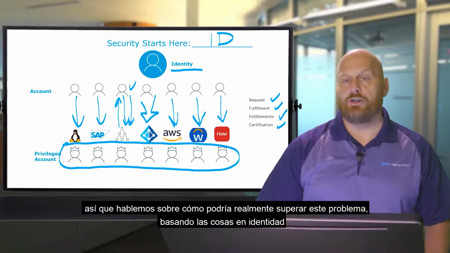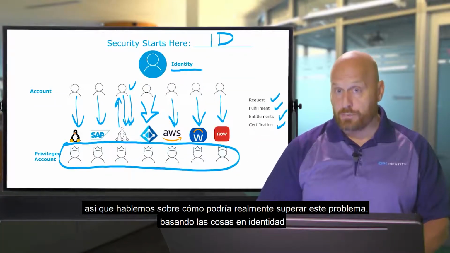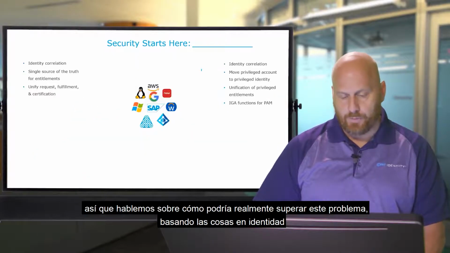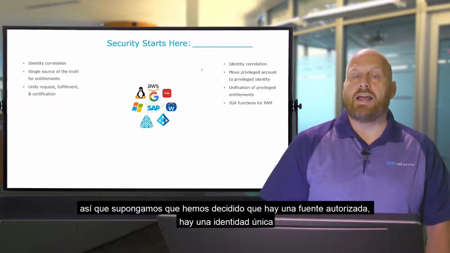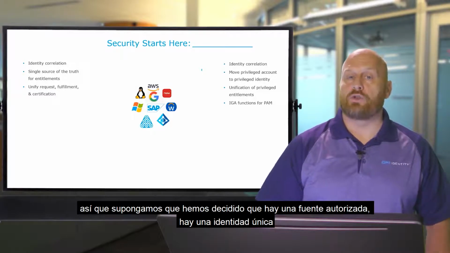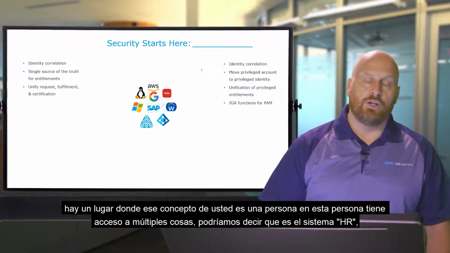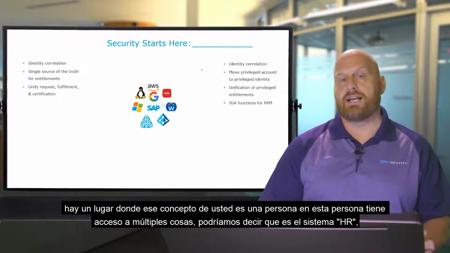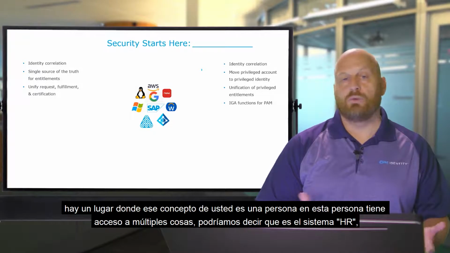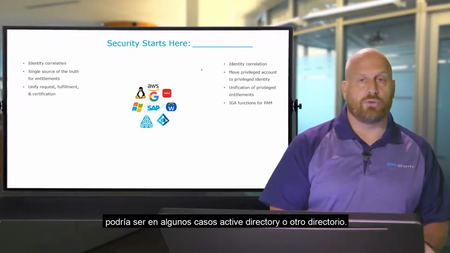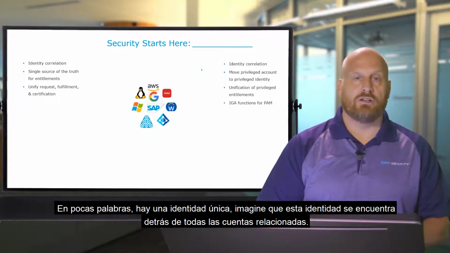So let's talk about how you could actually overcome this problem by basing things on identity. Let's assume that we have decided there is an authoritative source, there is a single identity. There's some place where that concept of you are a person and this person has access to multiple things exists. We could say it's the HR system. It could be Active Directory in some cases. It could be some other directory. Bottom line is there's a single identity.